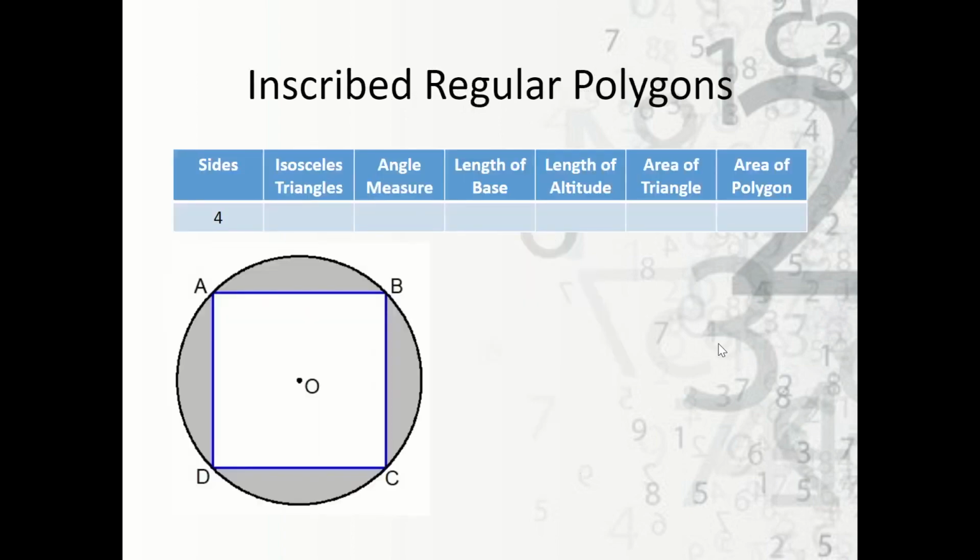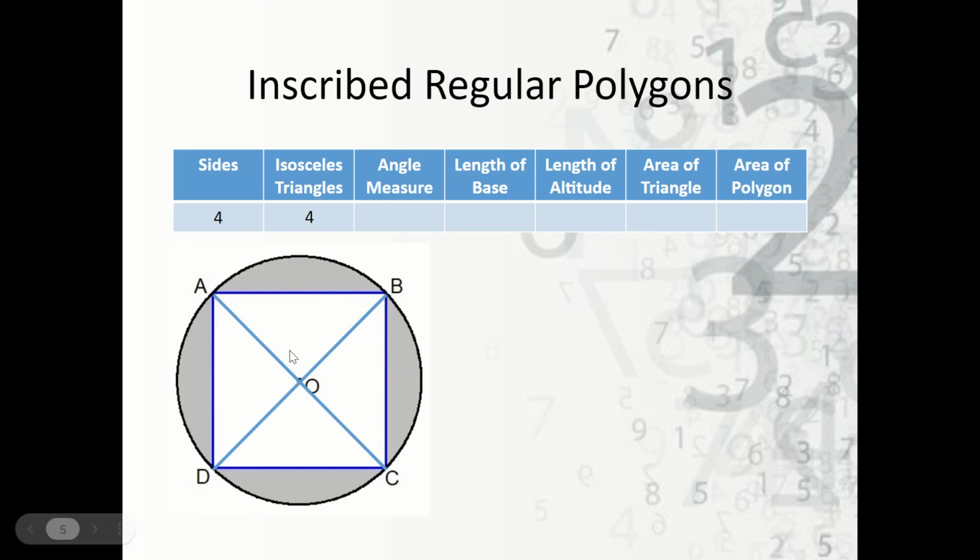Now, in this case, we're given a regular polygon inside of a circle. So we have a square in this case. And the question is, if we were to connect all these dots, how many isosceles triangles would we have? So if we draw from the center to each point, notice now we end up with 1, 2, 3, 4 triangles. So what we should notice is the number of isosceles triangles is equal to the number of sides. So there's 4 isosceles triangles.